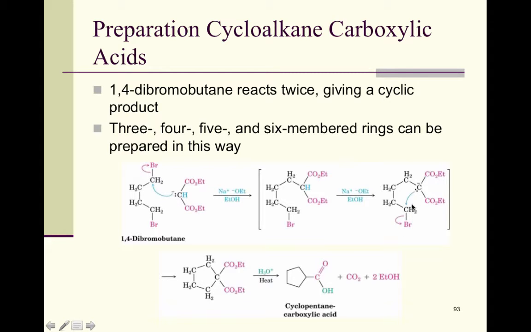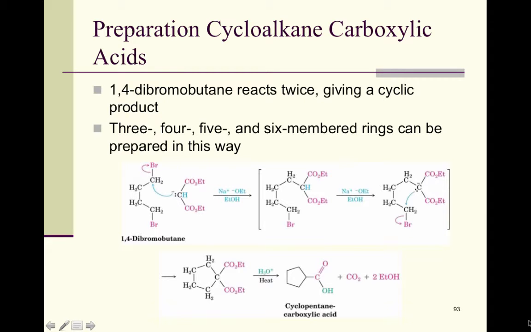At this point, we are now going to make a ring. We have our malonic ester attached to this carbon. Under the acidic conditions and heat, we're able to convert that to a carboxylic acid. CO2 is also given off as a product, so we have that decarboxylation happening. And we also have 2 moles of ethyl alcohol.